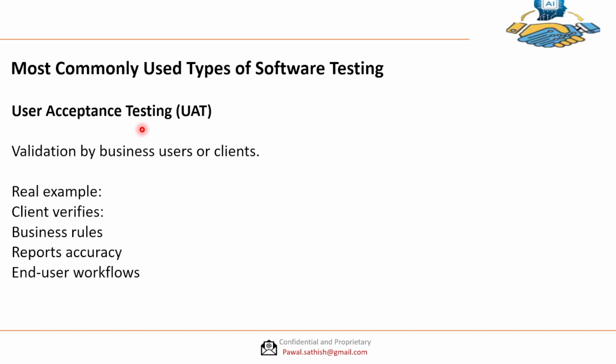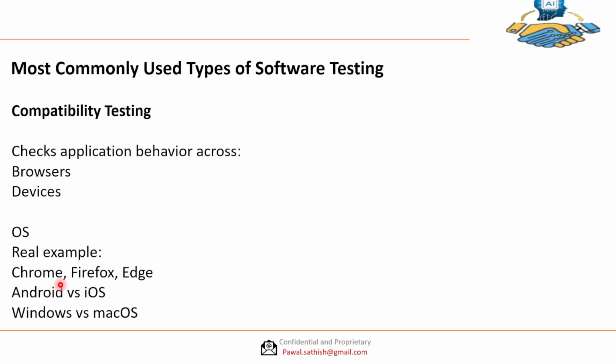The next is user acceptance testing. It is validated by the business users or the client. Basically, the business users are verifying the business flow, business rules, and report accuracy. Then next is compatibility testing.